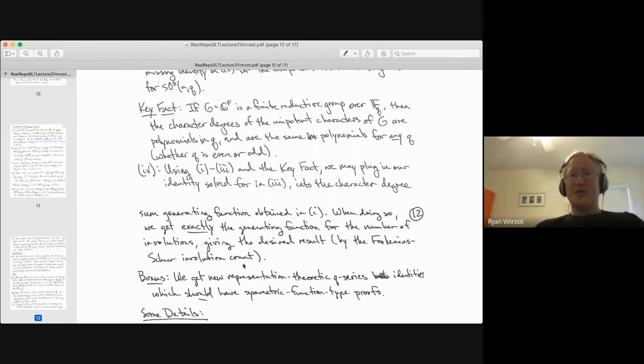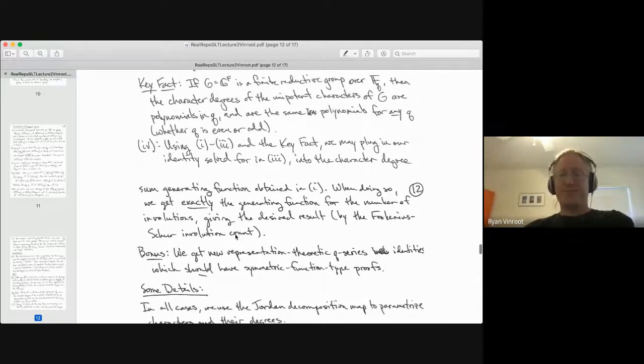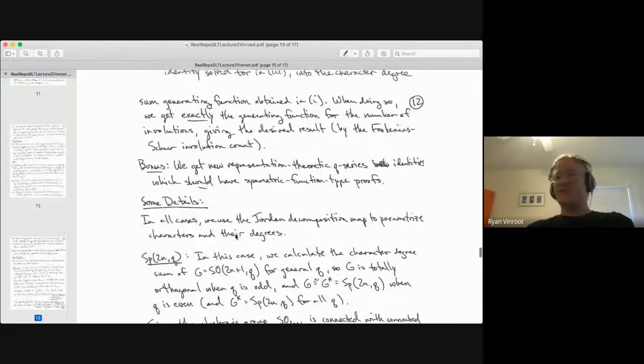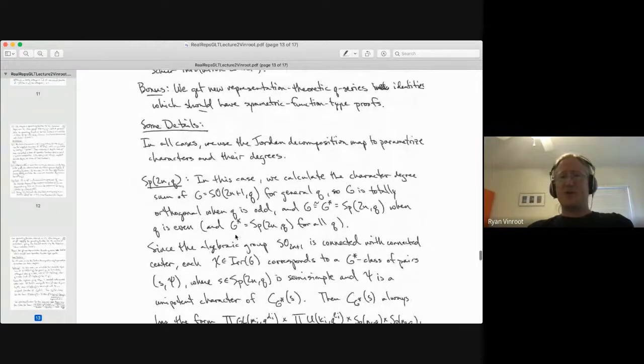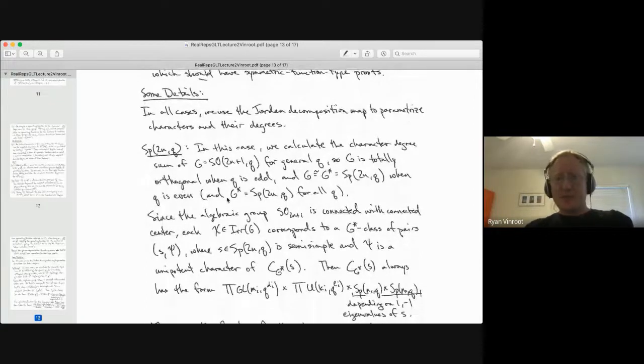What we get out, and I'll give a few details, are new Q-series identities for sums of character degrees of unipotent characters for symplectic and orthogonal groups, which look to be some kind of symmetric function type thing, which I'm still working on why. Okay, so here are just some details, which I won't spend too much time on, because too many details of this calculation maybe are boring, but here is the gist of it.